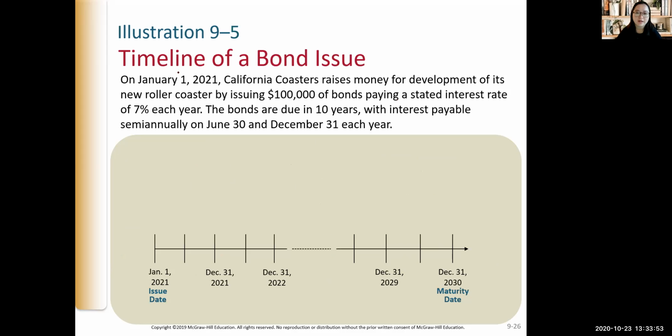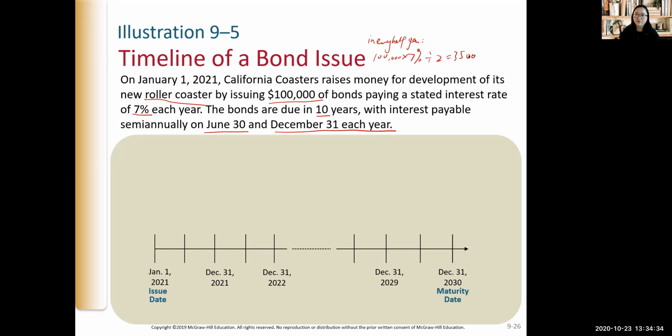And let's look at the timing of the bond issuances. Say on January 1st, 2021, California Roller Coasters raised money for development of new roller coasters by issuing $100,000 of bonds and paying a stated interest rate of 7% each year. The bonds are due in 10 years, with interest payable semi-annually on June 30 and December 30 each year. So that means every half year, you are paying 100,000 multiplied by 7% and dividing by 2, which is $3,500.